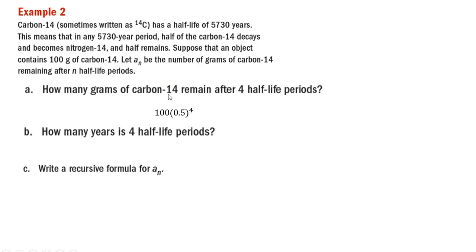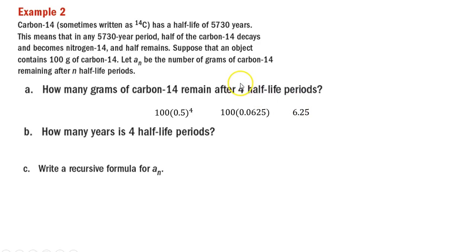So we're going to take the initial value of 100, because that's what we started with, and multiply that by a half 4 times. So we take 1/2 to the 4th power and multiply that by 100. So we'll take 100 times a half again, times a half again, times a half again. That simplifies to 100 times 0.0625. This right here is 0.5 to the 4th power. Then multiply 100 by 0.0625, and you get approximately 6.25 grams after 4 half-life periods.